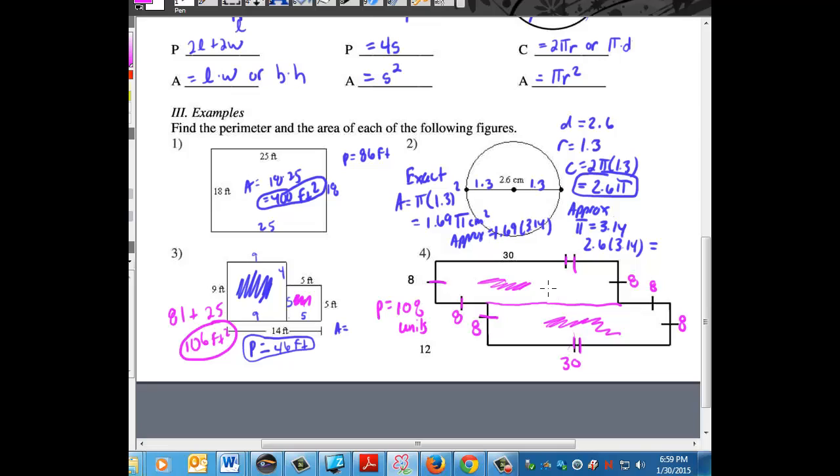So we're going to do area is equal to length times width, which is going to be 30 times 8, which gives me 240. Same thing down here, 30 times 8, 240. We add up the area, we get 240 plus 240 is 480. We'll call this units squared.